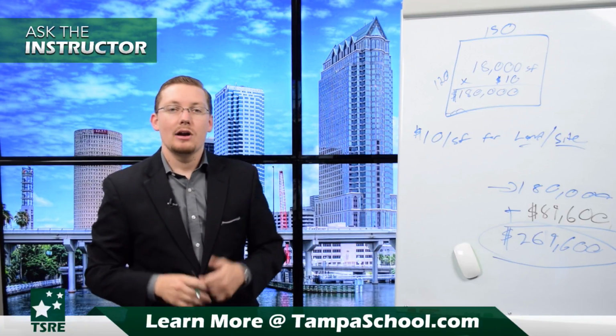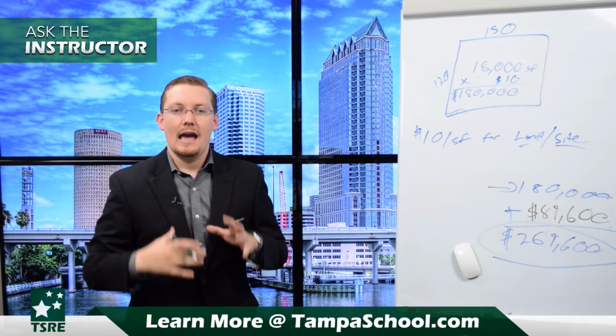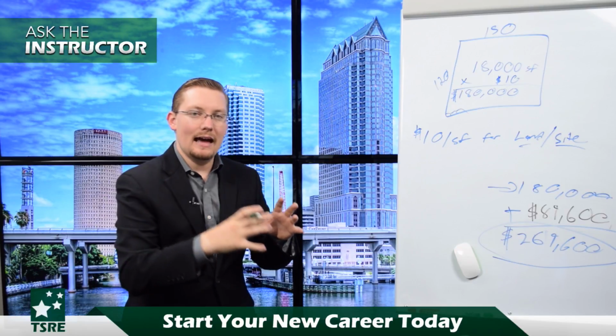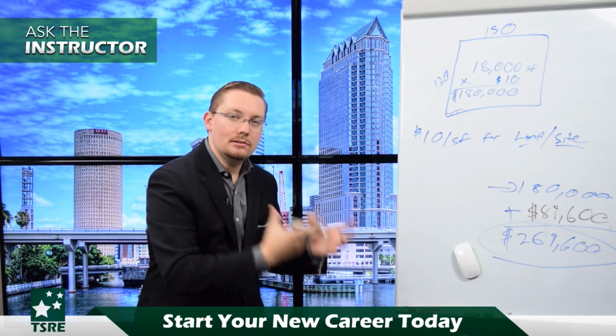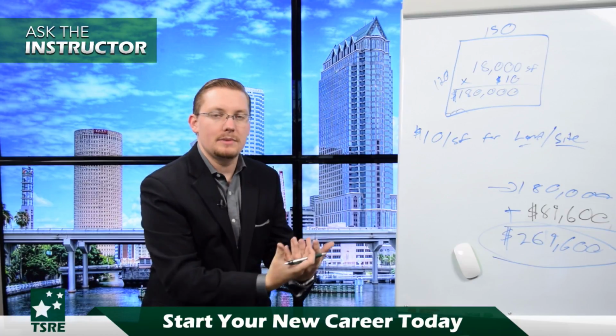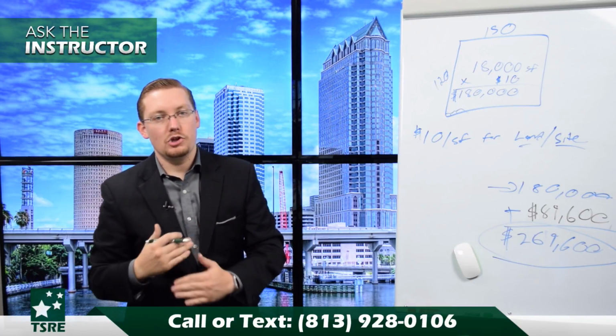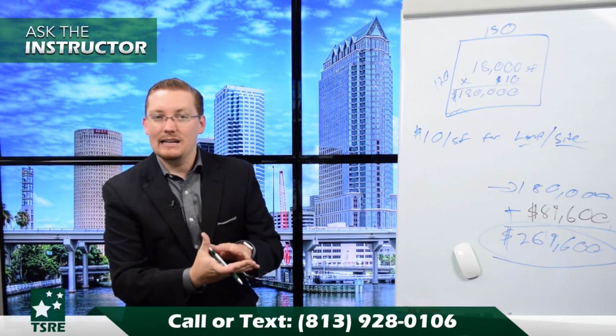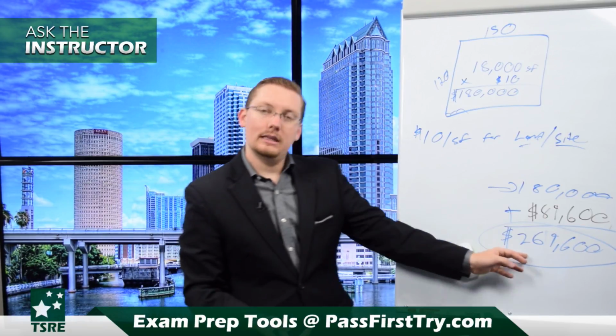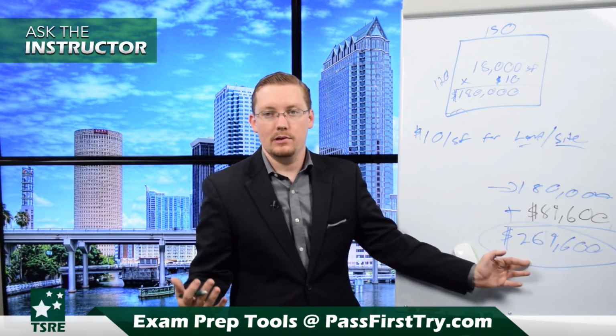We're talking about the cost approach. The cost approach basically allows you to take the building value, how much it costs to build something brand new, apply some depreciation to it, then add in the value of the land, and we come up with what that property would be worth today.